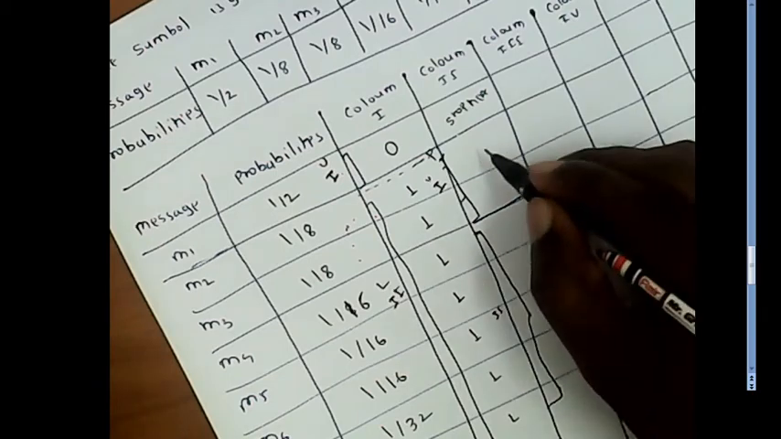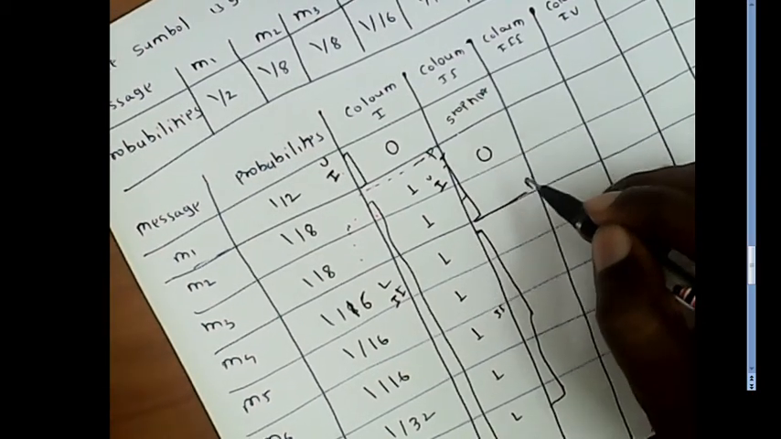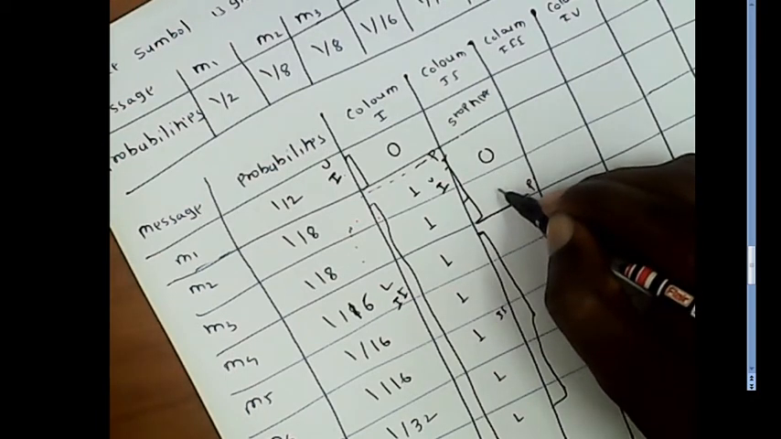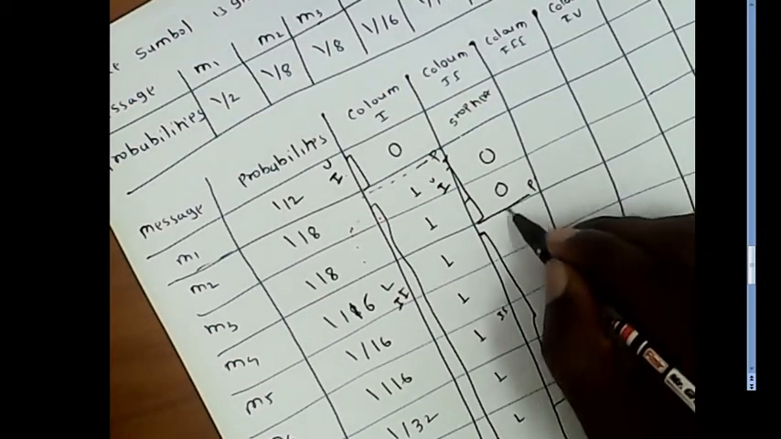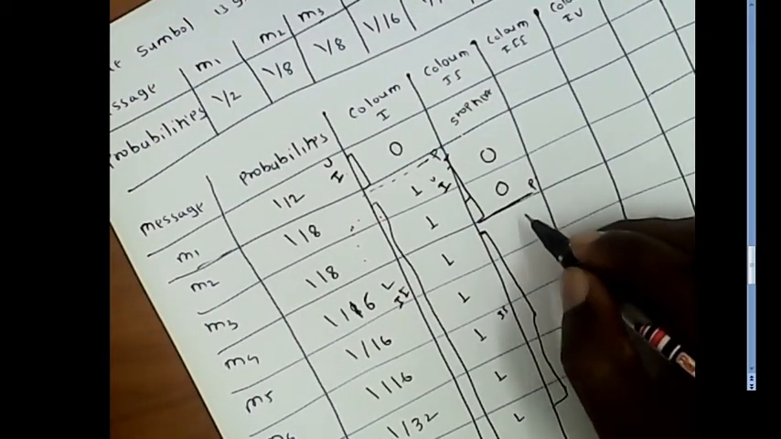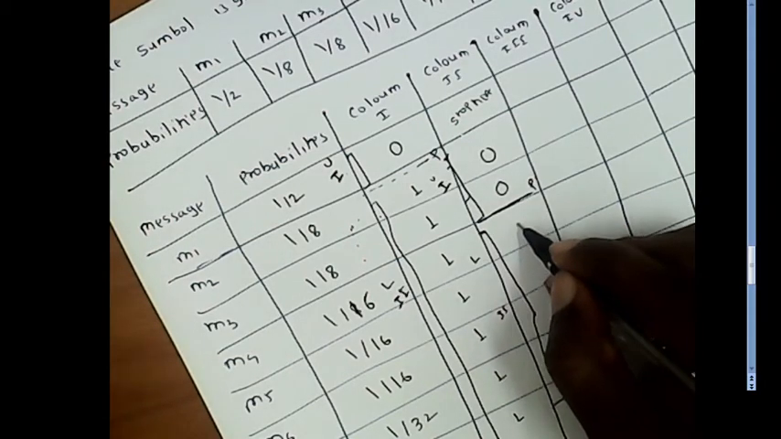So we can assign code 0 to each message of the upper set, and here is the partition, remember, and this is the lower set. We assign code 1 to each message of the lower set.